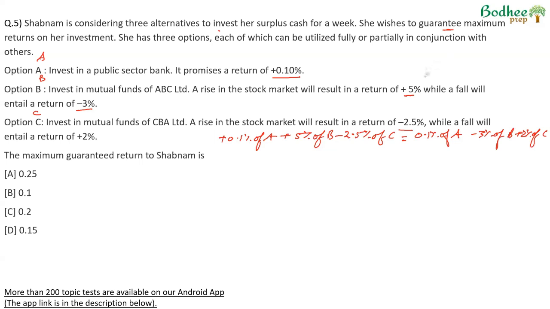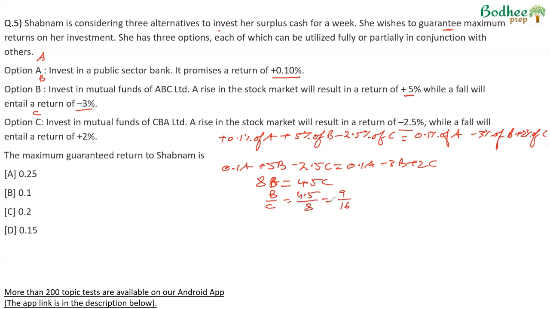Since the return has to be guaranteed, no matter whether the stock market rises or falls, the return has to be the same. So we equate the two. And therefore we get 0.1a plus 5b minus 2.5c is equal to 0.1a minus 3b plus 2c. So this gives us 8b is equal to 4.5c. b by c is equal to 4.5 by 8, multiplied by 2, is 9 by 16.